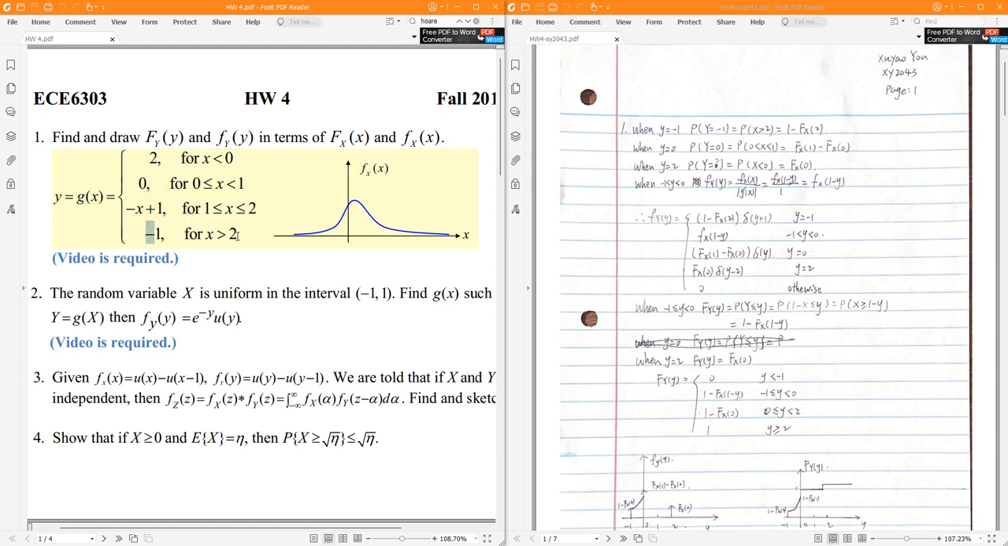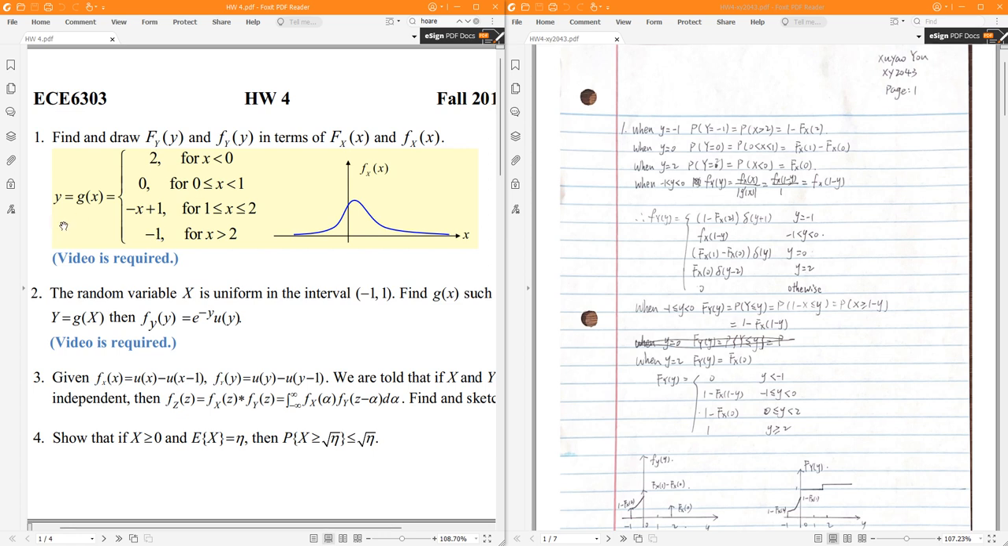we can see that x here is greater than 2, so the probability is converted to the probability of x greater than 2, which is 1 minus fx of 2. And the second situation is when y is 0. So when y is 0, x is from 0 to 1. So the probability is fx of 1 minus fx of 0.